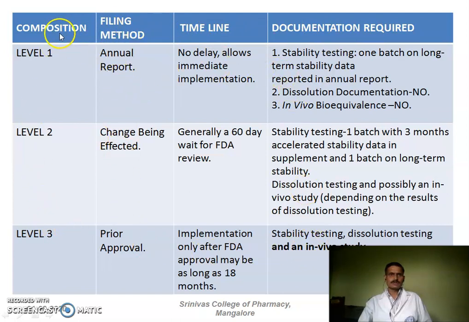So what are the level 1 changes and what are the filing methods: annual report, changes being effected, prior approval report required if we are going for level 3 changes. So how many days? Timeline. Level 1 there is no delay, here 60 days. So FDA should review and give their compliance. Even here it is 18 months for level 3 changes. Similarly, what are the documents required?